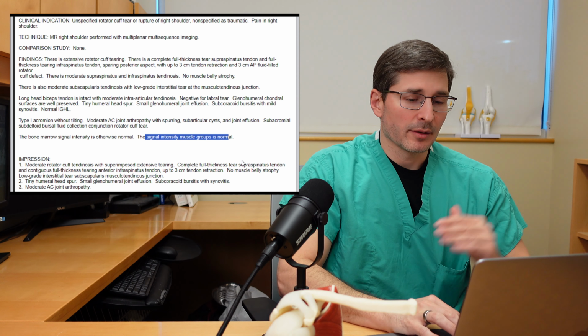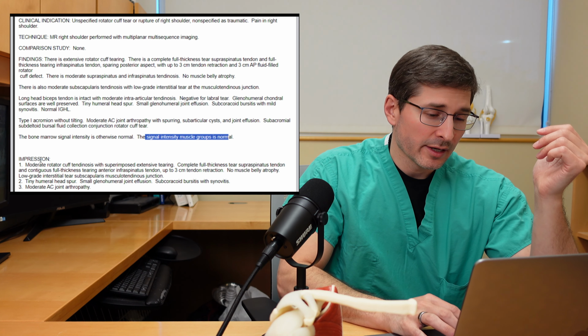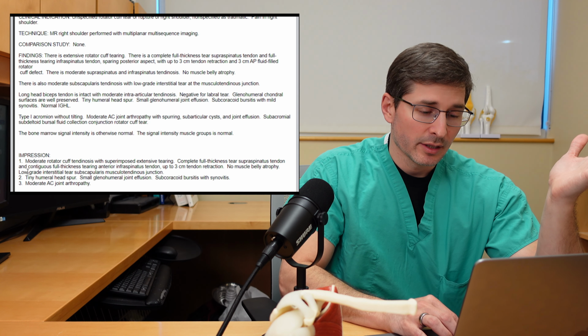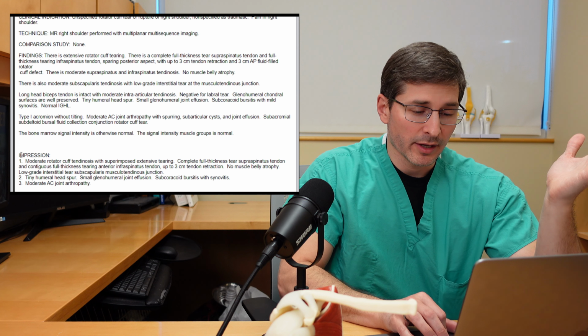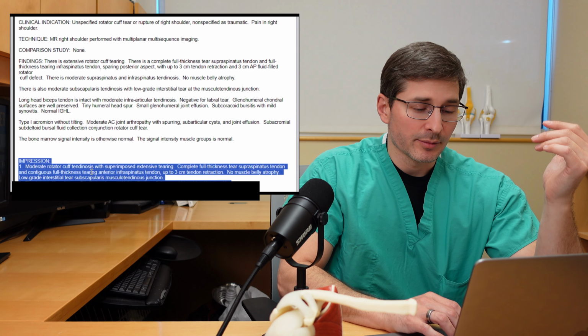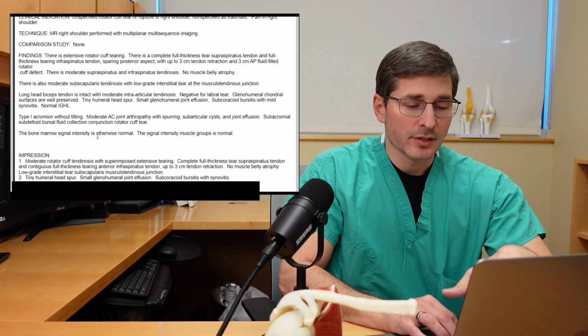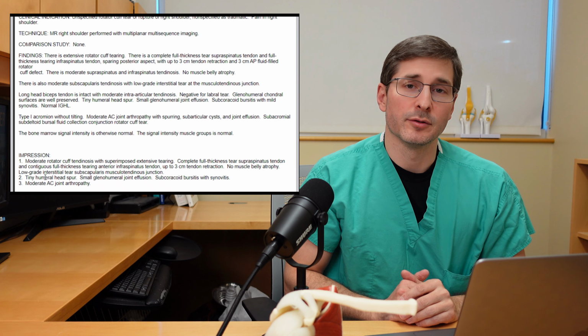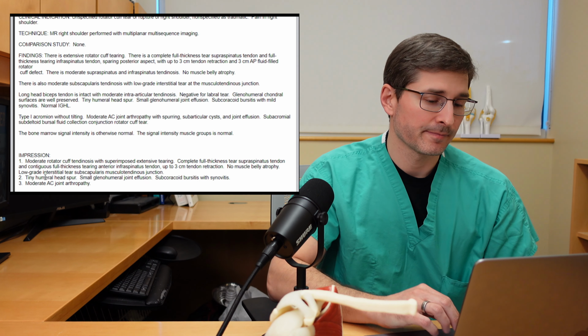So that pretty much wraps up case 2. What we see here is the overall impression. The radiologist provides us with more of a brief summary of everything that they've described up top, and so that's just covered in the impression there. So now we'll move on to the next case.